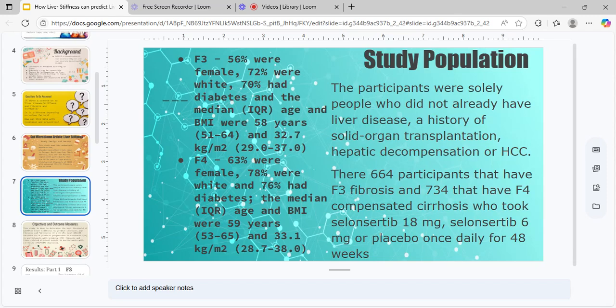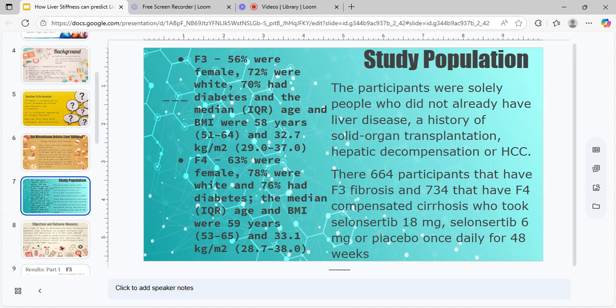Okay, so the study population, just to get a little bit into it, I know I said that they were 18 to 70, but the participants were solely people who did not already have full-blown liver disease. It was NASH, which was like you're almost there to liver disease, but you have a possibility of cirrhosis and fibrosis and that type of thing. We also saw that there was no history of a solid organ transplantation, that it was just all your original organs, no hepatic decompensation or HCC.